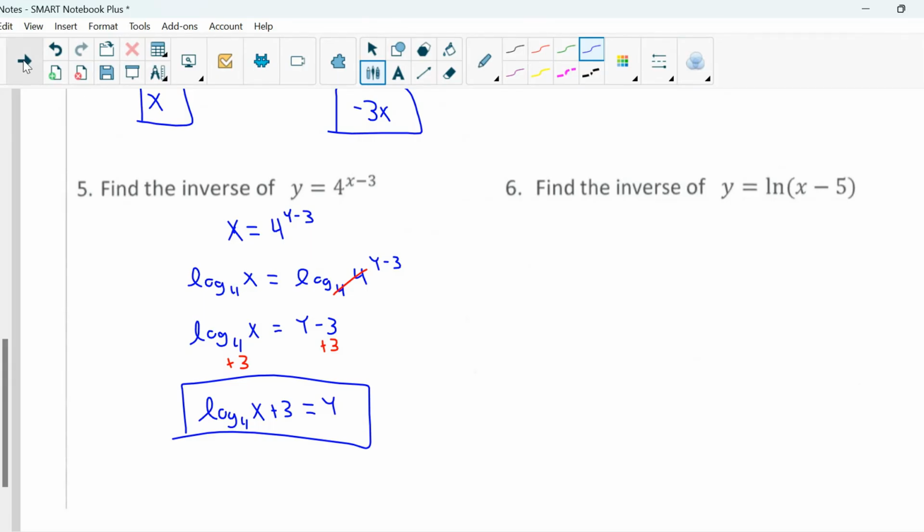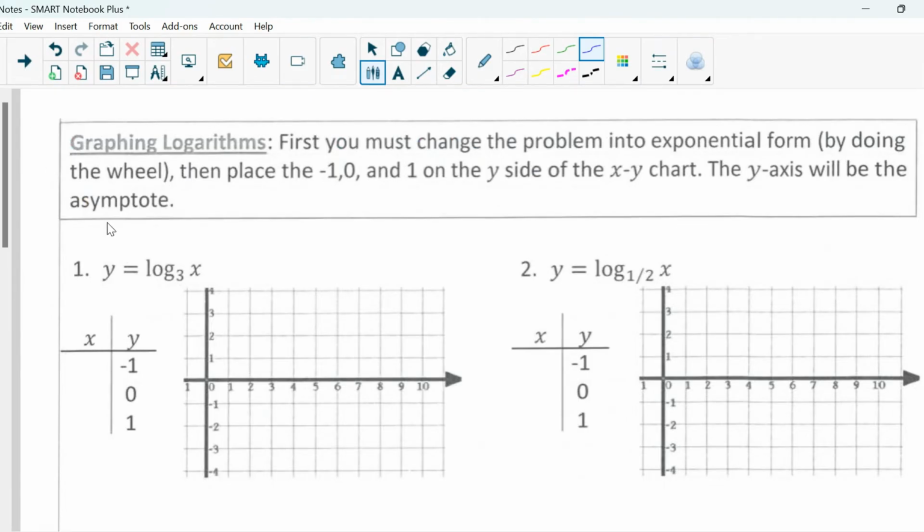All right, I know this lesson's getting pretty long, but it'll probably be covered in 2 days of class. So the last part of this lesson is graphing a logarithm. The first thing you want to do when graphing a logarithm is I typically convert this to exponential form by using the wheel method or the Amazon method. Then create your table by placing values on your y side of the chart, because the y-axis will be your asymptote. So let's just do a couple of these.